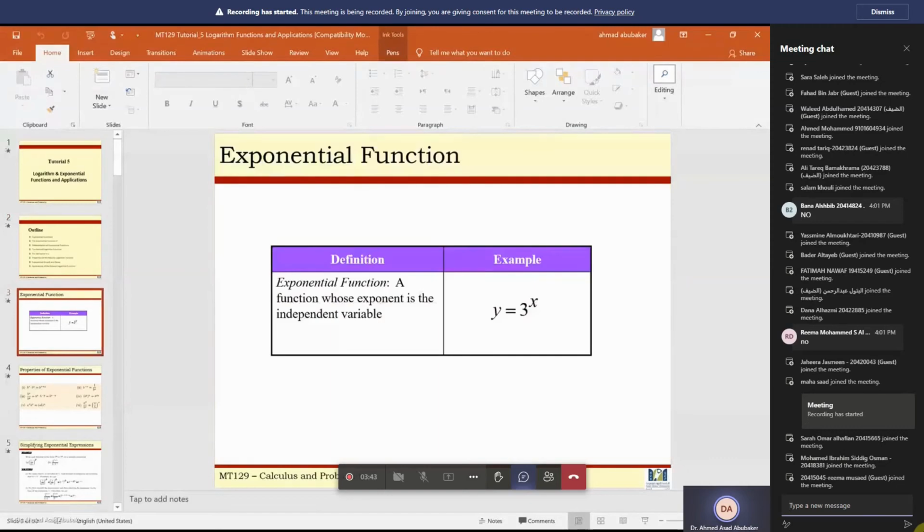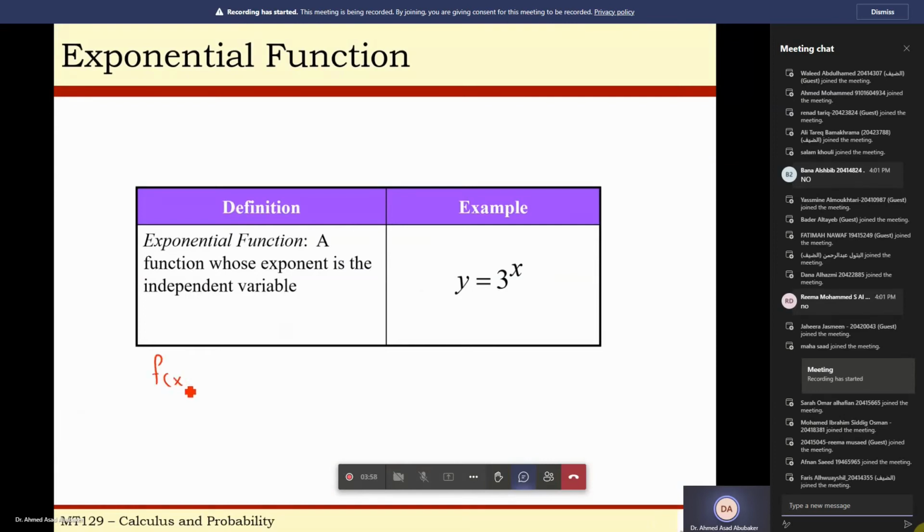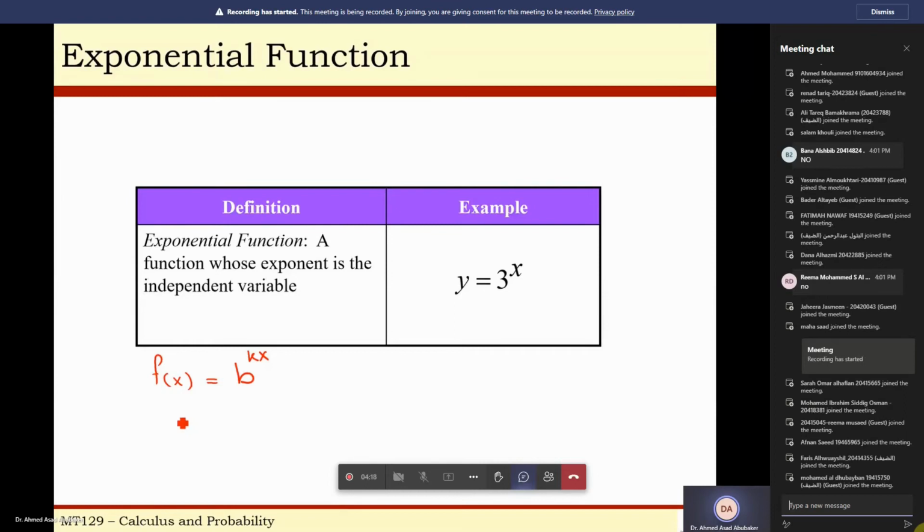Okay, firstly, the exponential function. Exponential function means f of x equals a number to the power x. For example, f of x equals b, the base, to the exponent kx. Look at this, the exponential function. x is in the exponent, not in the base, okay? Or maybe we rewrite that as y equals b to the power kx, okay?